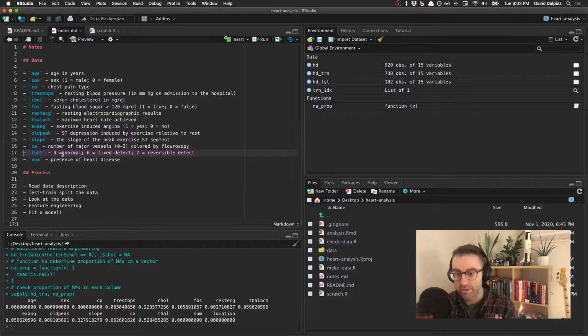And again, I know this seems like I'm spending way too much time on variables rather than models, but I'm doing that on purpose because I think it's important.